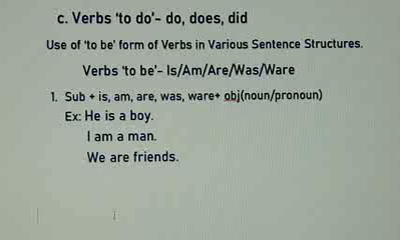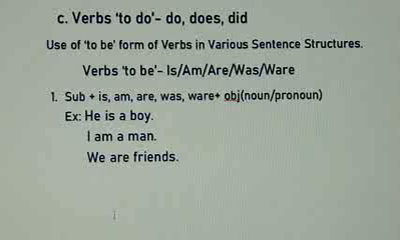In the second example, I am a man. The subject is still singular. But over here, I have told you that if the subject is I, the auxiliary verb in present tense will be am, according to this group of verb to be, right?